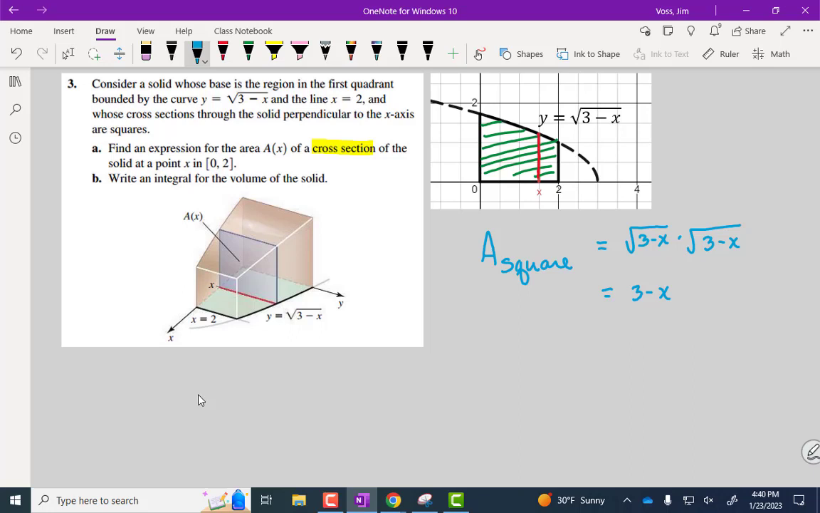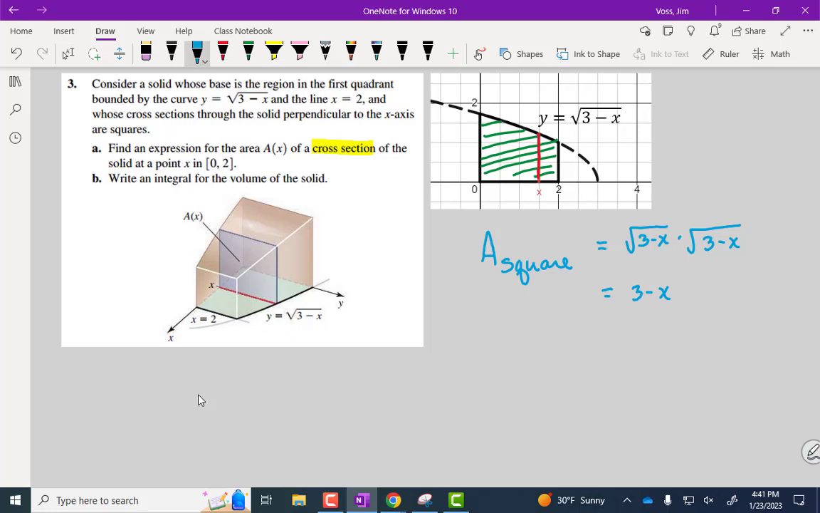What are the dimensions of that square at 0? What's the height and what's the base? Say again? 3. No, root 3. If the dimensions were 3, it would be 3 times 3, which would give an area of 9. So root 3 and root 3. So if we look here at our curve, if we plug in 0, we'll get that this y value is root 3 right there, which means we come out of the board root 3 also. So that square will have sides root 3 and root 3.